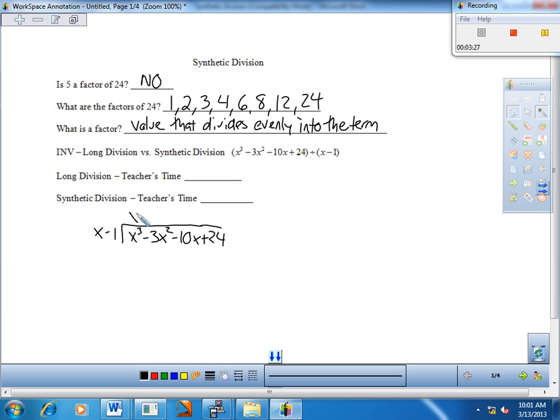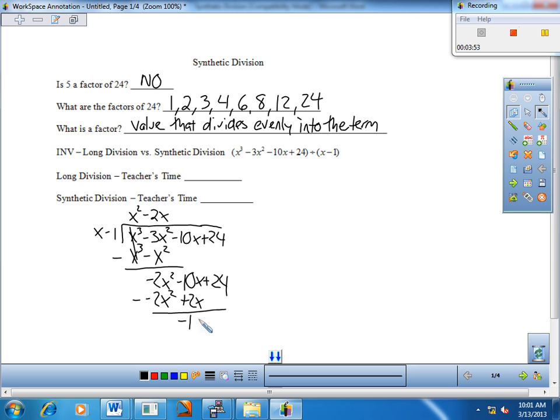X goes into x cubed, x squared times, I multiply it on down, and I get that piece right there. Minus out in front, these cancel, and I get minus 2x squared minus 10x plus 24. Okay, x goes into negative 2x squared, negative 2x times, multiply it on down, get negative 2x squared plus 2x. Subtract on down, negative 12x plus 24. And one more time, x goes into negative 12x, negative 12 times, and I get negative 12x and a positive 12 right there, minus out in front, 12, stop.